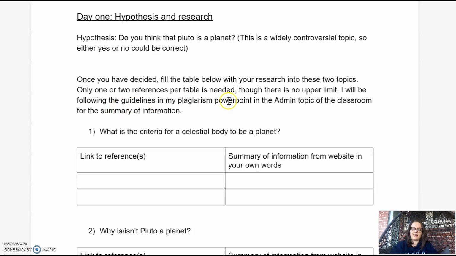I'll be following guidelines in my plagiarism PowerPoint in the admin topic of the classroom for the summary of information. So basically, don't just copy paste. You need to do some sort of editing to the information to put it into this table.